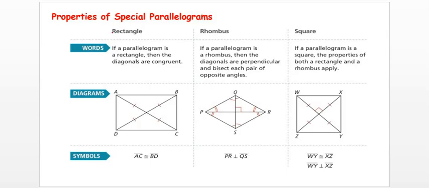The first one is the rectangle. So what is the special property for the rectangle? It says if a parallelogram is a rectangle, then the diagonals are congruent.